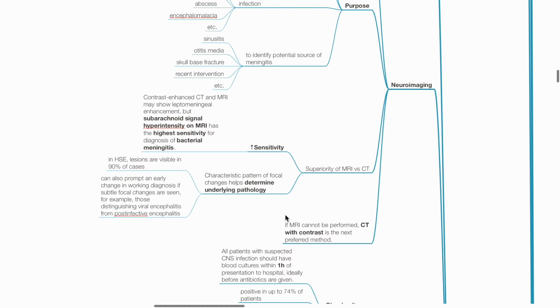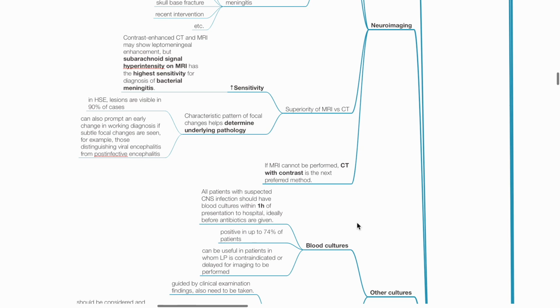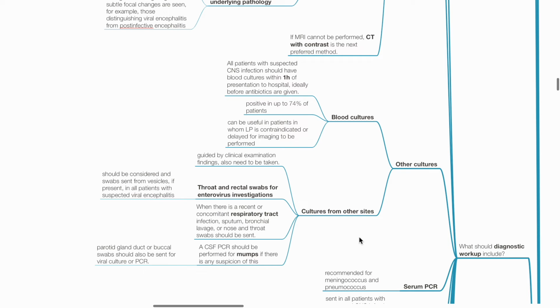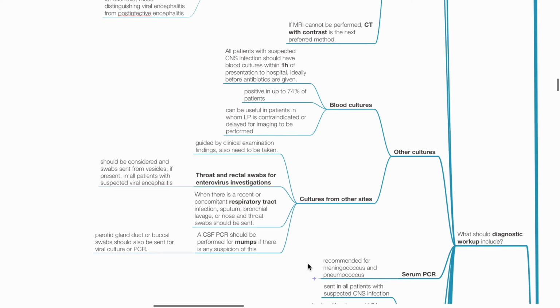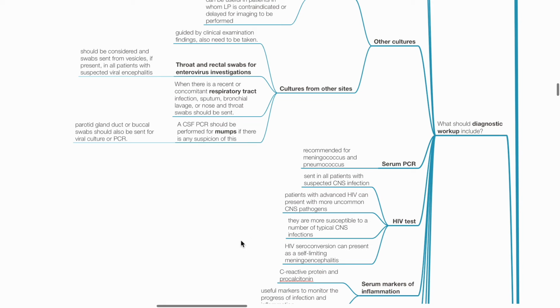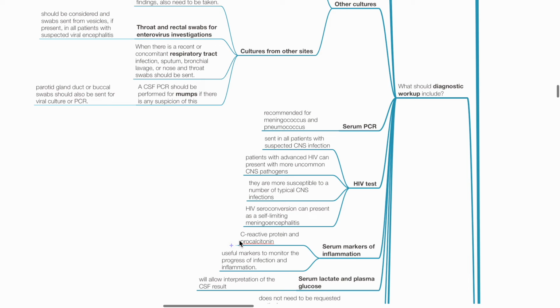MRI is superior to CT in diagnosing CNS infection due to increased sensitivity, and the characteristic pattern of focal changes helps determine the underlying pathology. If MRI cannot be performed, CT with contrast is the next preferred method. Other cultures apart from CSF culture include blood cultures and cultures from other sites, guided by clinical examination findings. Serum PCR is recommended for certain infections such as meningococcus and pneumococcus. HIV tests should be sent in all patients suspected of CNS infection.